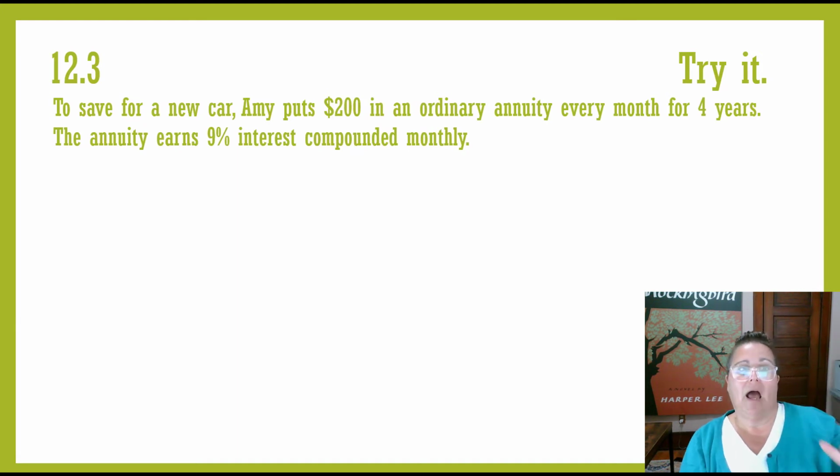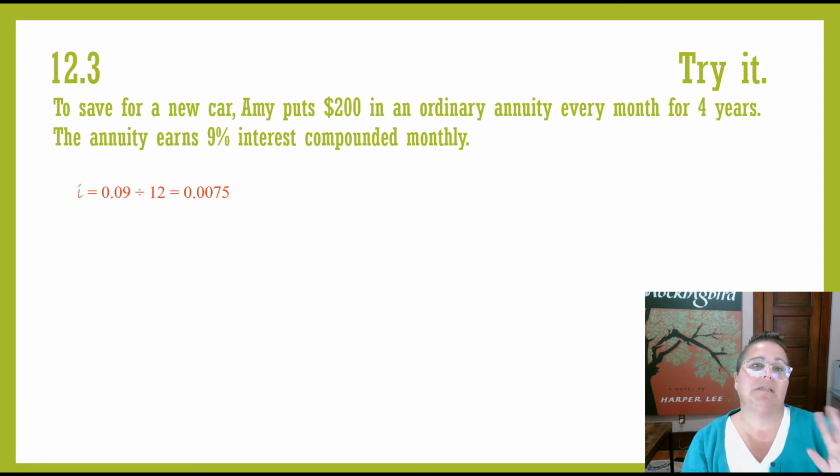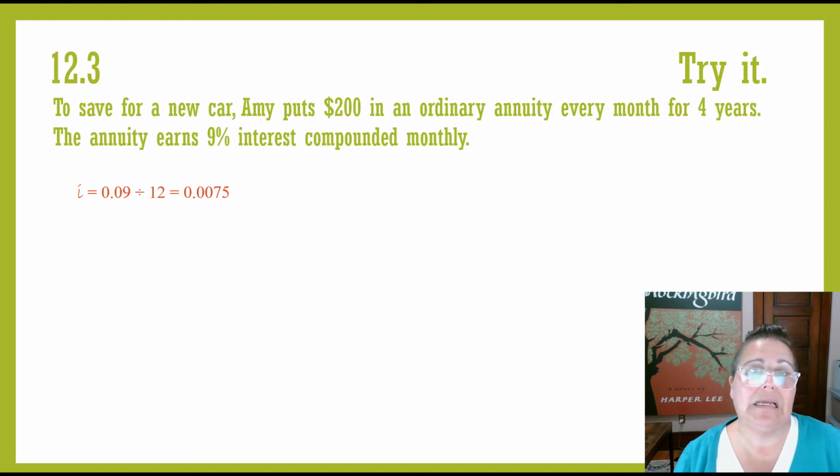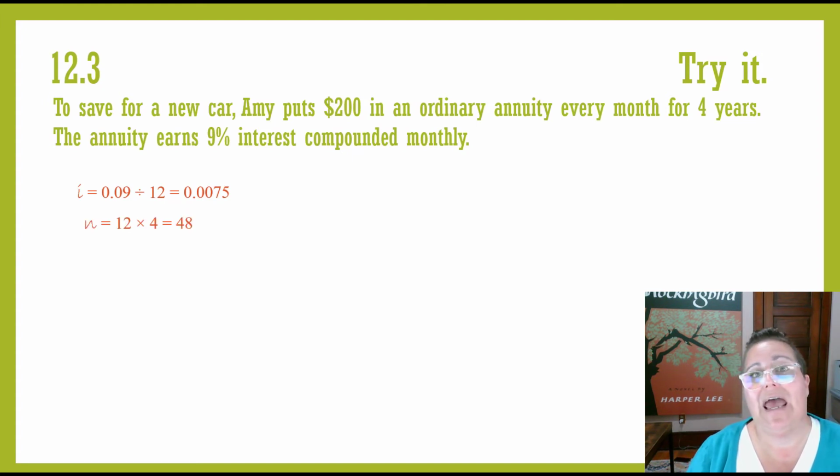So my I and N are the 2 things I'm going to find first. So the I value would be the 9% divided by 12. Notice I'm changing my percent to a decimal, 0.09, because I'm putting it into a calculation, right? So because I'm putting it into a formula, I want to convert my 9% to 0.09 as a decimal. This makes my I value 0.0075. N is the total number of compounds, periods. And so that'll be 12 times 4, which is 48. The regular payment that Amy has to make is $200.